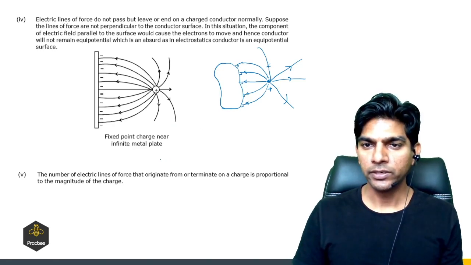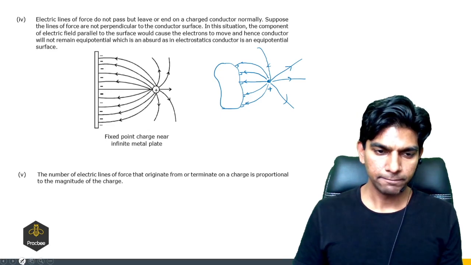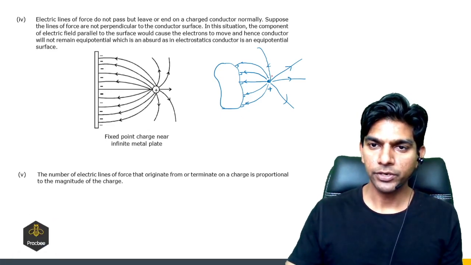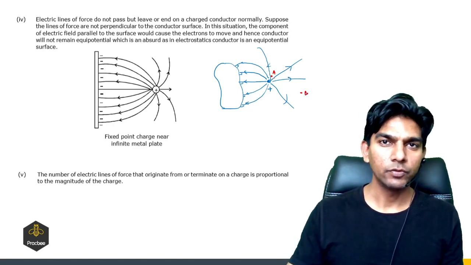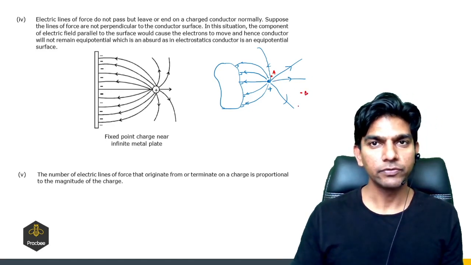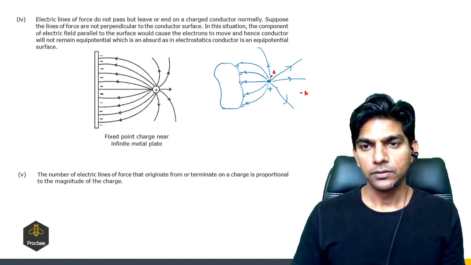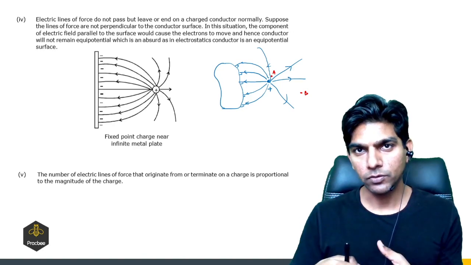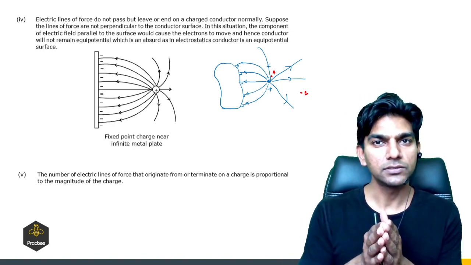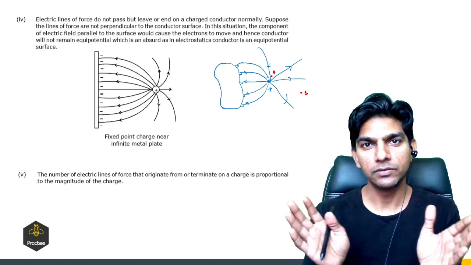And there is one more important concept. If I consider, say, point A and point B, can you see at point A, the electric field lines are quite close to each other, but at point B, the electric field lines are quite far apart. So this density of electric field lines tells us the strength of the electric field. Closer the lines, stronger the field; farther the lines, the weaker the field.